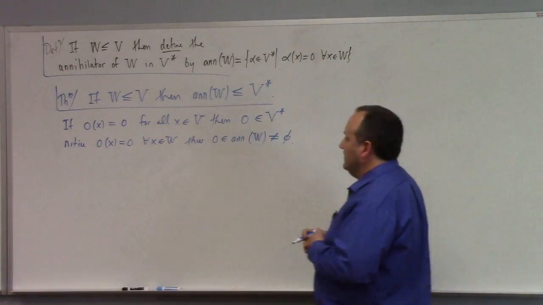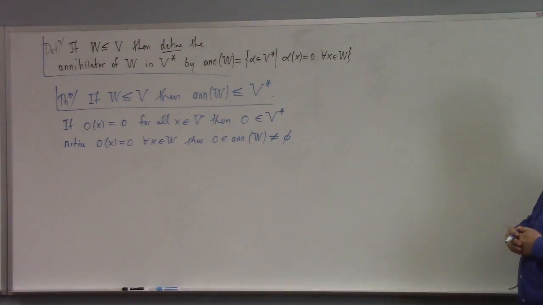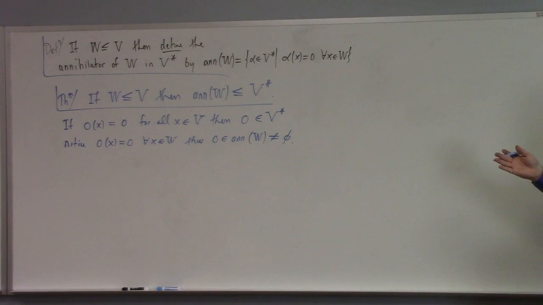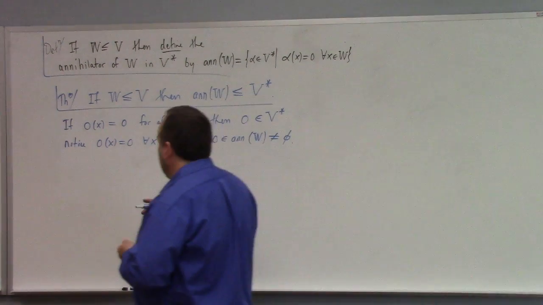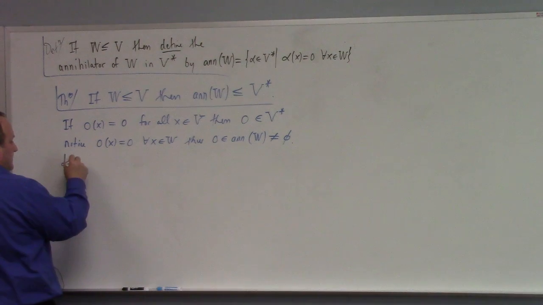How do I know that the annihilator is a subset of V dual? It's built into the definition, right? It is by assumption a subset of V dual. So we have a subset of V dual, which is non-empty. Now what does it take to prove that the annihilator is a subspace? What do I do? Let what?